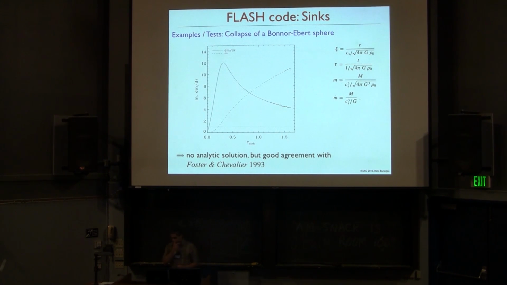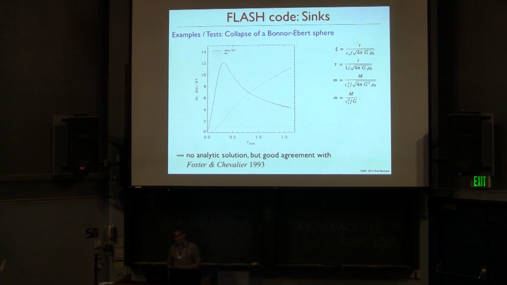There's another fairly simple test. Unfortunately, there's no analytic solution anymore, and this is something Yves already mentioned yesterday, namely the collapse of a hydrostatic sphere. Of course, you have to perturb it, make it slightly unstable, and when it collapses, you get a time-dependent accretion rate. You get first a boost, and then it declines because eventually you run out of gas and all the material is accreted onto your sink particle.